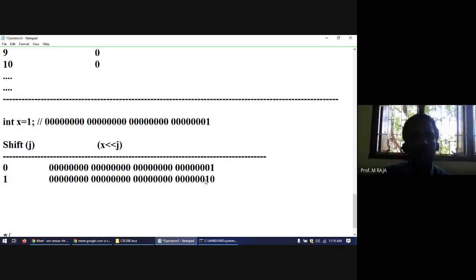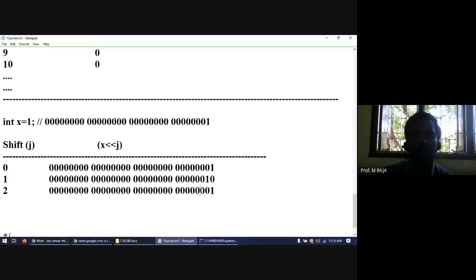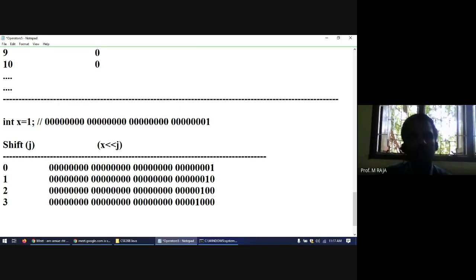Then in the second shift, this is 1, 0. The second shift, this becomes 1, 0, 0. Then third shift, every stage MSB is lost and a new LSB is added. 1, 2, 4, 8. Then in the fourth shift, this becomes 16.